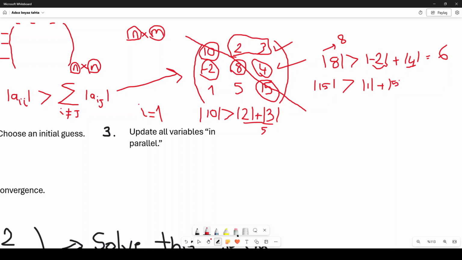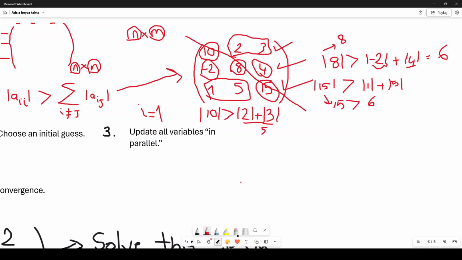Why do I sum this 1 and 5? Because in the third row, besides 15, we have 1 and 5, right? So I need to sum them up. And of course, I need to sum their absolute values, because this is the definition of a strictly diagonally dominant matrix. And again, 15 is greater than 6, strictly greater than 6. And the third row also satisfies this condition.